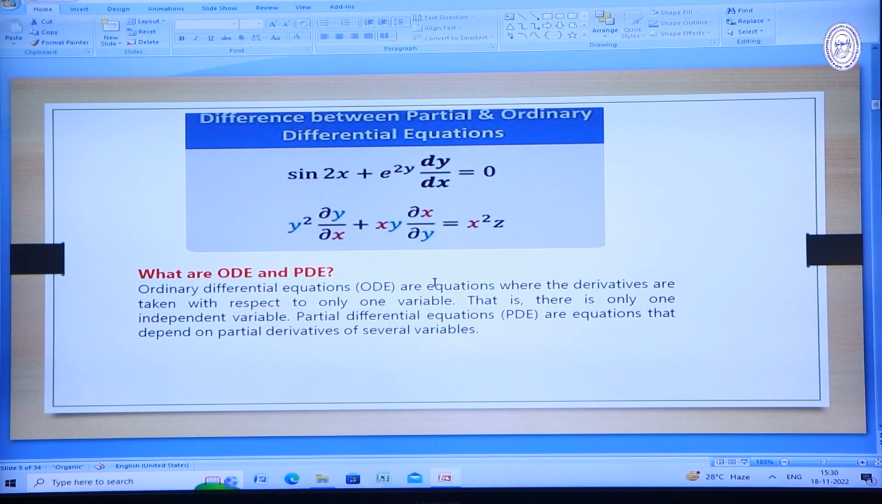Difference between partial and ordinary differential equation. The first equation represents an ordinary differential equation and the second equation represents a partial differential equation. What are ordinary and partial differential equations? Ordinary differential equations are equations where derivatives are taken with respect to only one variable. That is, there is only one independent variable. Partial differential equations, PDE, are equations that depend on partial derivatives of several variables.